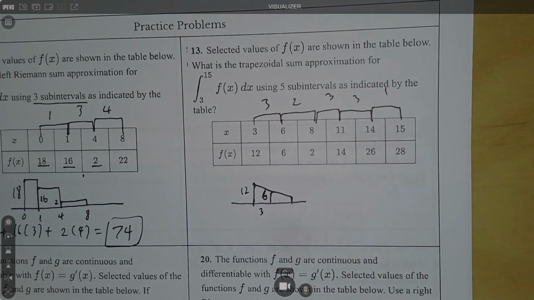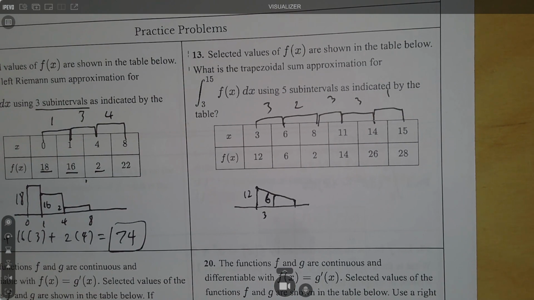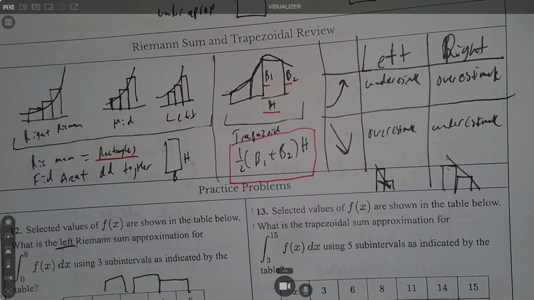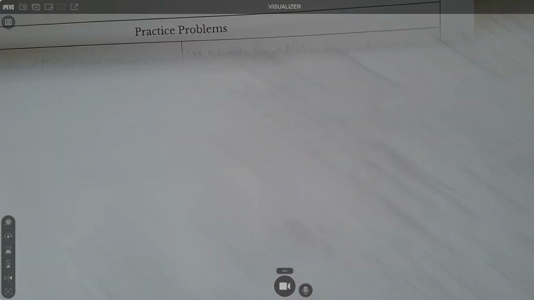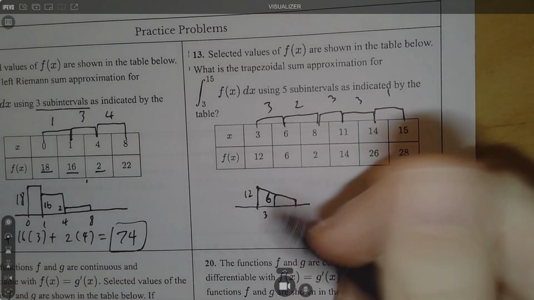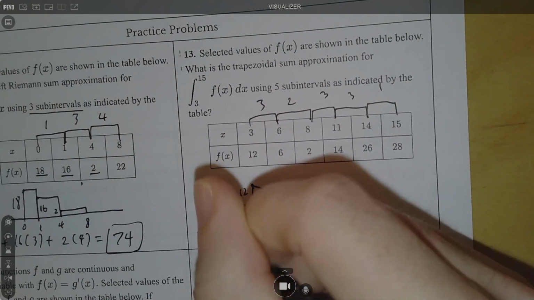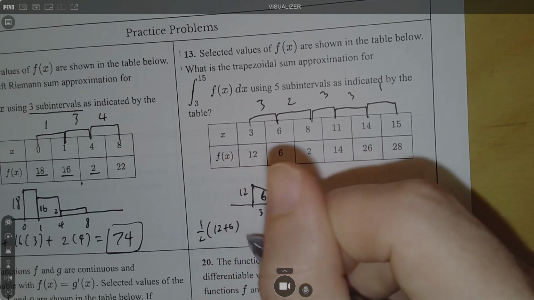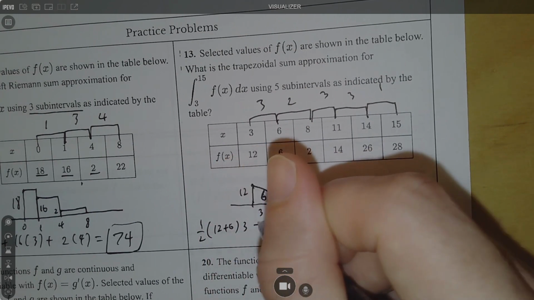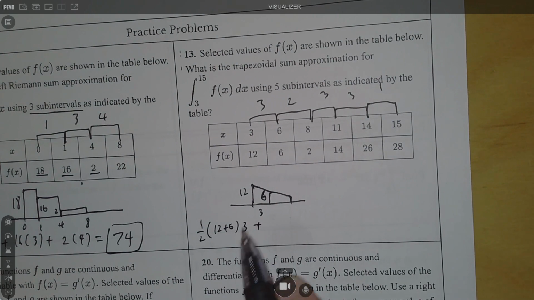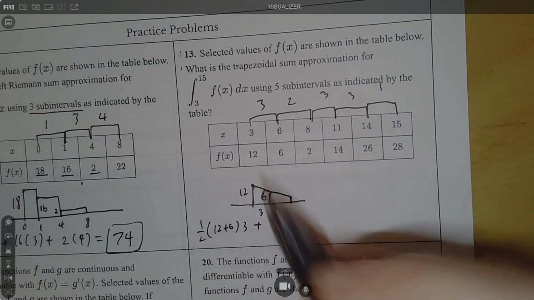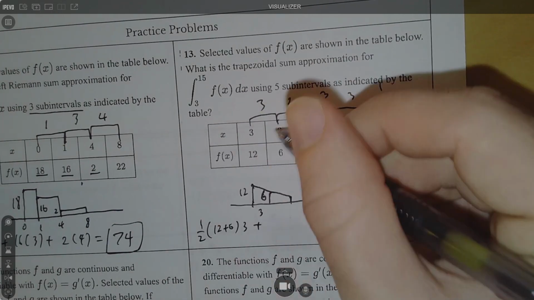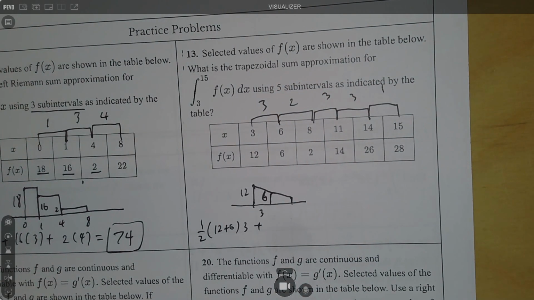So remember, you just need to know the formula, which we talked about above, 1 half b1 plus b2 times h. That's b1, that's b2, that's h. So just plug it in. It's 1 half 12 plus 6 times 3. That is trapezoid 1, right? It's the base 1 plus base 2 times a half, right? Times the width, which is 3. Okay? And then you just repeat that.